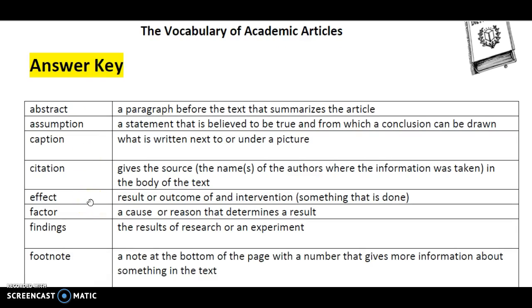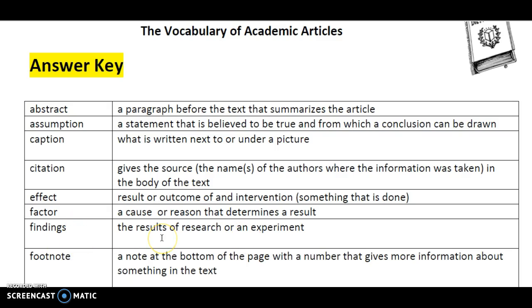The effect is a result or an outcome. Factor, it's a cause or reason. These words may appear, they may not appear in an article, but of course, they are looking for results and outcomes, and effects and factors are causes and reasons that determine a result.